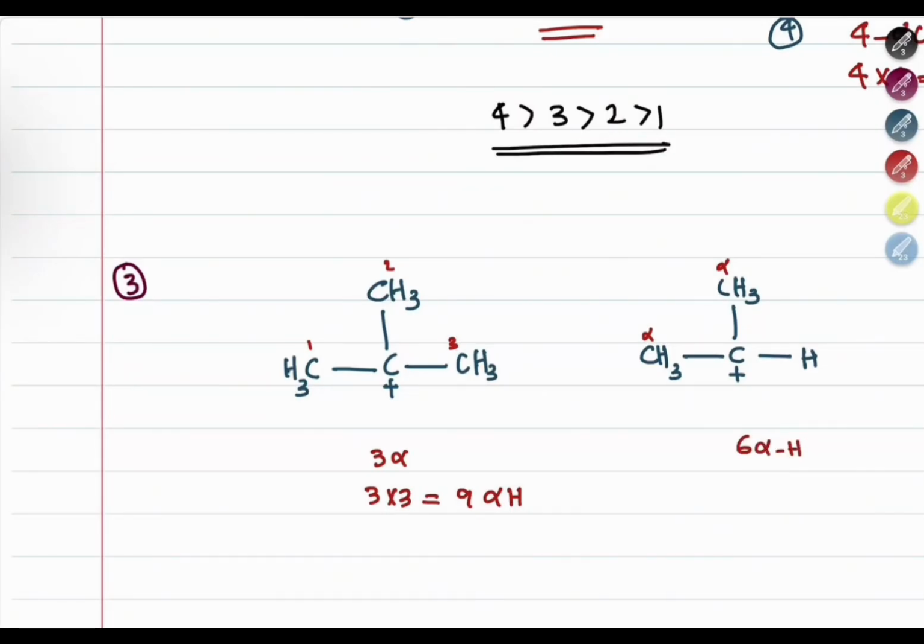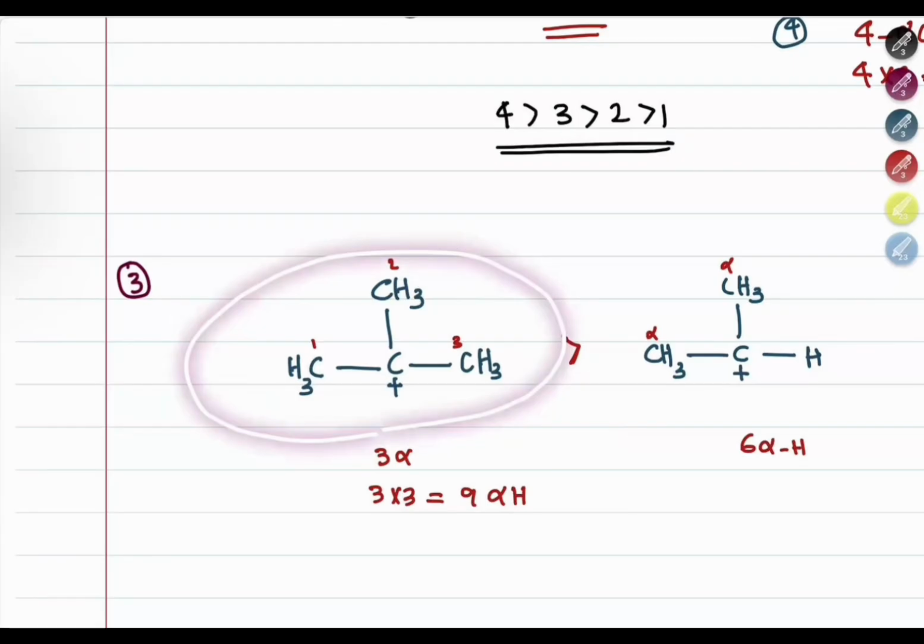So the higher the number of alpha hydrogens, the higher the number of hyperconjugative structures, and the higher will be the stability. So if you are comparing both molecules, the first molecule is having a higher number of hyperconjugative structures. So the first carbocation is more stable. The stability of this molecule is through two effects, plus I effect and hyperconjugative effect.